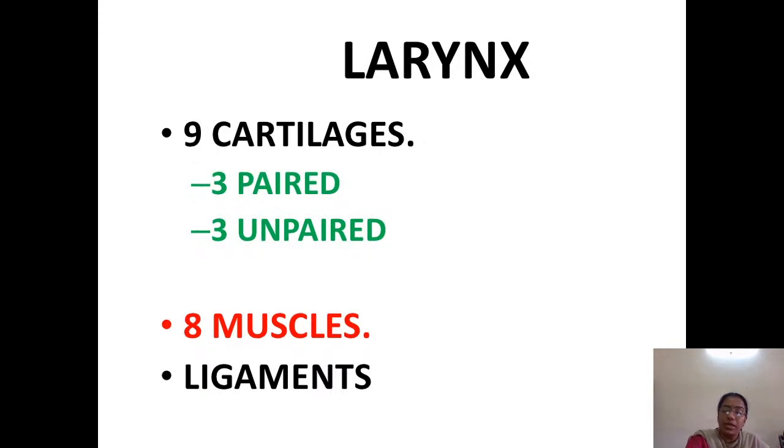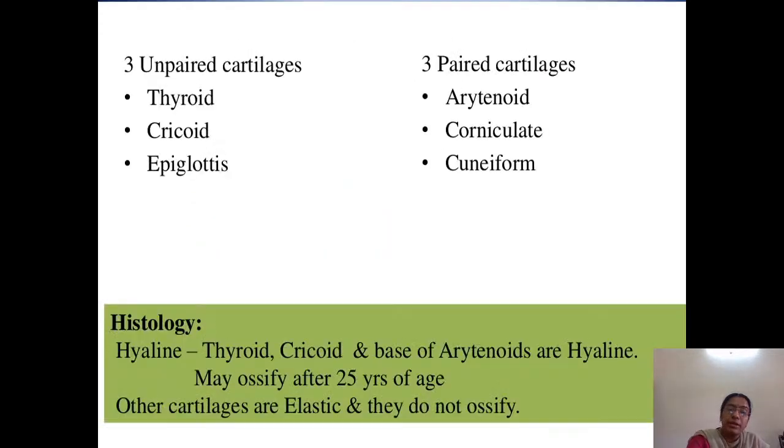So first, coming to the cartilages, as we have said, there are about 9 cartilages, which are paired and unpaired. The unpaired cartilages are thyroid cartilage, cricoid cartilage, and epiglottis. So these are the 3 unpaired cartilages, and the 3 paired cartilages are arytenoid cartilages, corniculate cartilage, and cuneiform cartilage. Because there are 3 paired cartilages, each contributes 2, so 6 plus 3, that is 9.